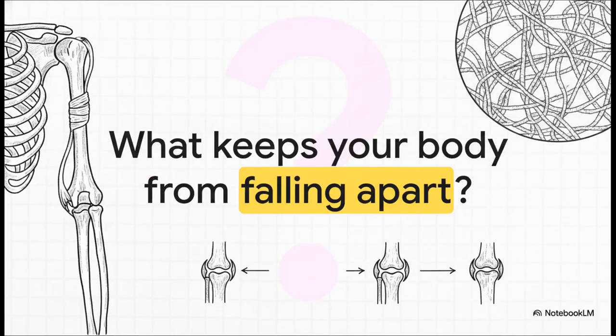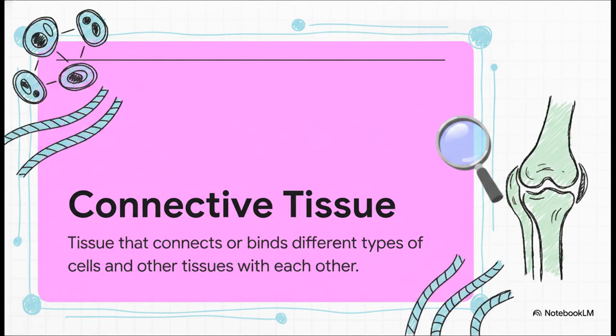Seriously though, what keeps your body from just collapsing into a disorganized puddle of cells on the floor? How do your muscles actually anchor to your skeleton? And how does your body maintain its structural integrity when it's under constant physical stress? Okay, let's dive into this.